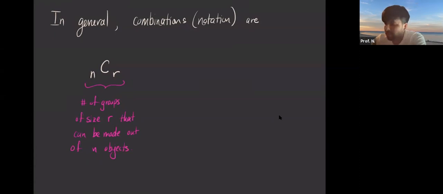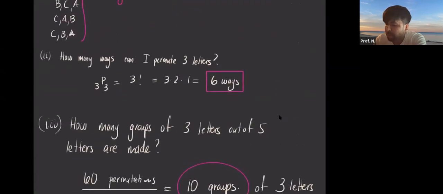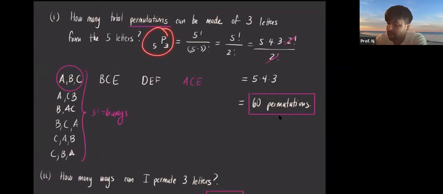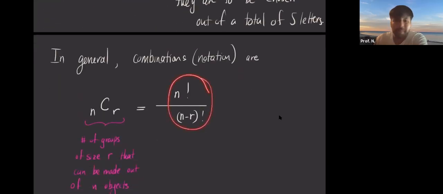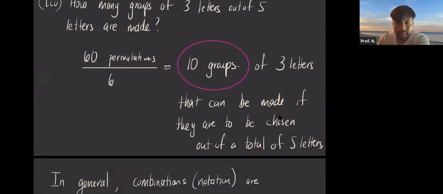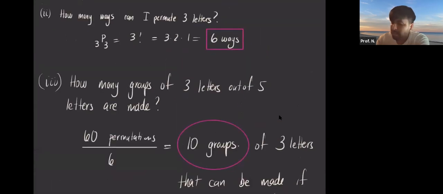And what's the formula for this? Someone mentioned it already. It's N factorial again. N minus R also appears. So there's this permutation aspect of it, which we talked about in part 1, right? 5P3. But then what did we do? On top of that, we divided by the number of ways to permute each permutation.